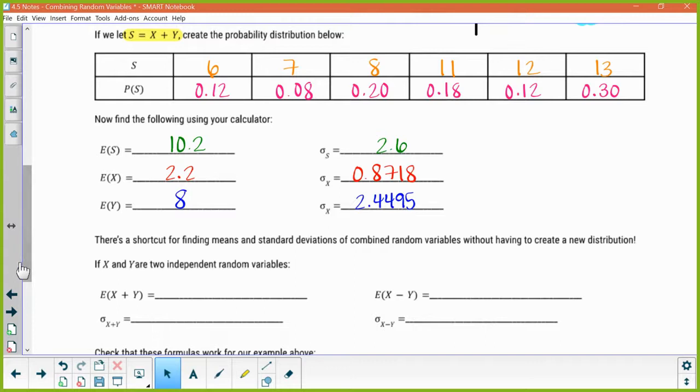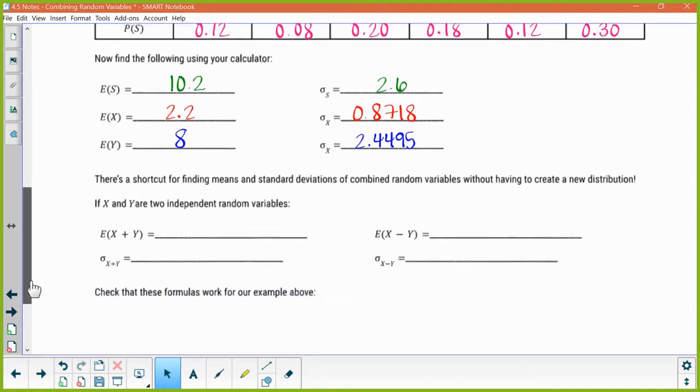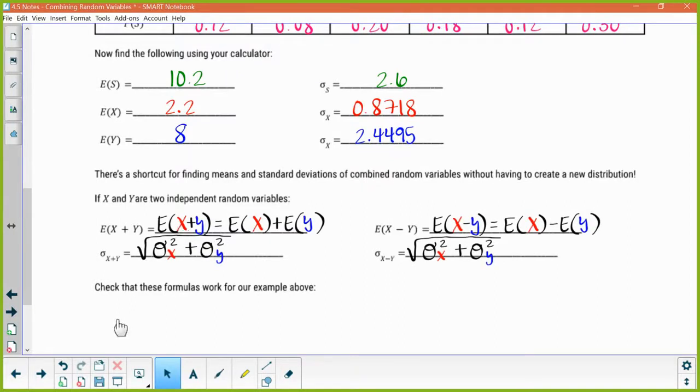Now, the thing that we are noticing here is we can use a shortcut for combining random variables in terms of identifying mean and identifying standard deviation. If I am looking at my two formulas here, we're going to see if our rules work for them. So I have a rule for when it's subtraction and a rule for when it's addition.